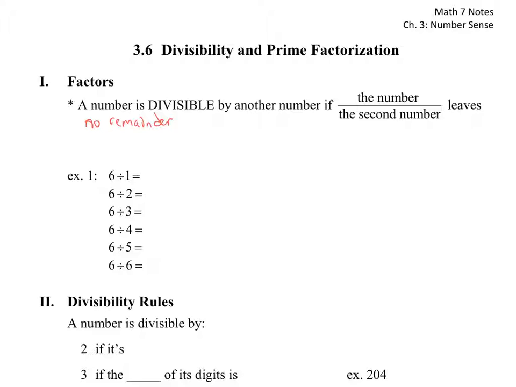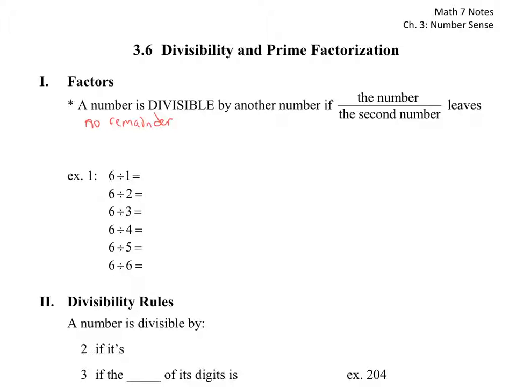We're going to have no remainders. Isn't that so nice? So, a number divisible by another number, if you get no remainder, we call that a factor. So no remainders. When you divide something, no remainders.